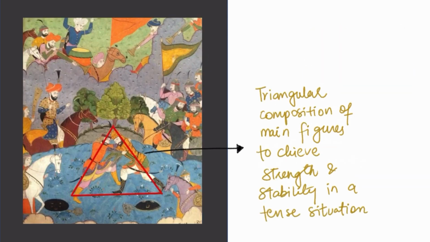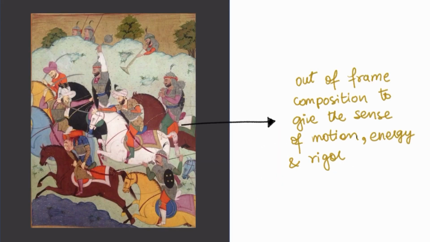There's one illustration in which the triangular composition has been used, in which the figures are arranged in a way that it seems as if a pyramid has been placed in the center of the composition to achieve the strength and stability, and especially in a tense situation. There's also out of frame composition being used in the Pushto Academy ShahNamah illustration, which gives a sense of motion, energy, and rigor to the figures.